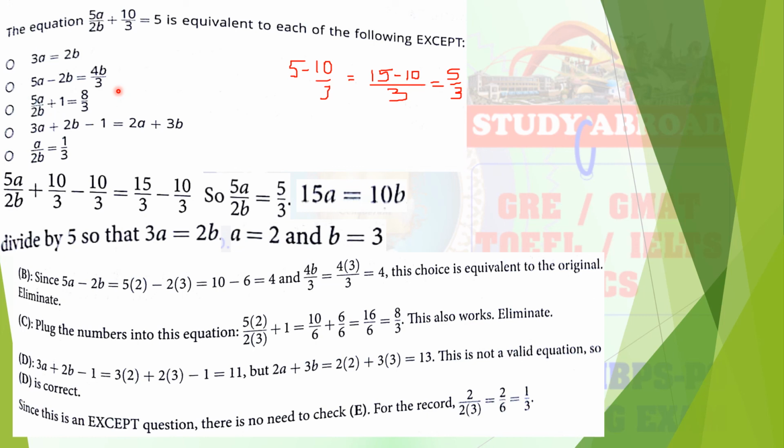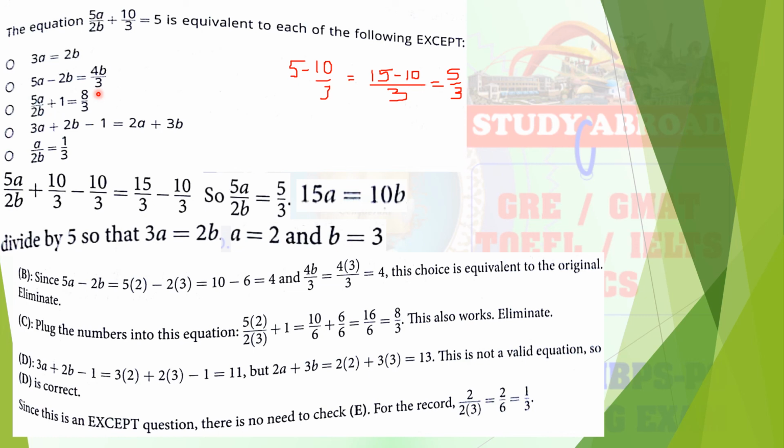4b divided by 3. So in place of b you just substitute 3, 4 times 3 is 12, divided by 3 is nothing but 4. So left hand side you will get the answer 4, and right hand side you will also get 4. Next go for the next one.